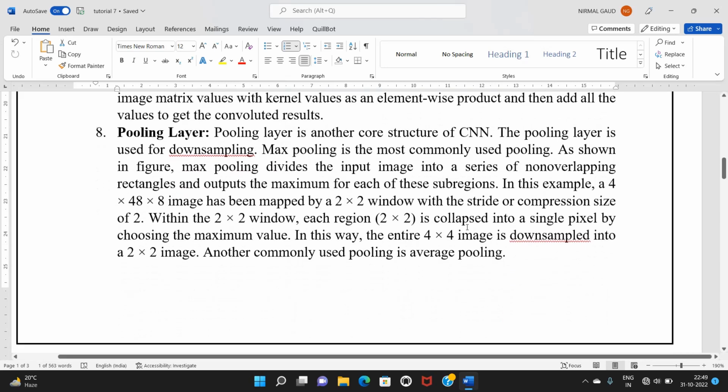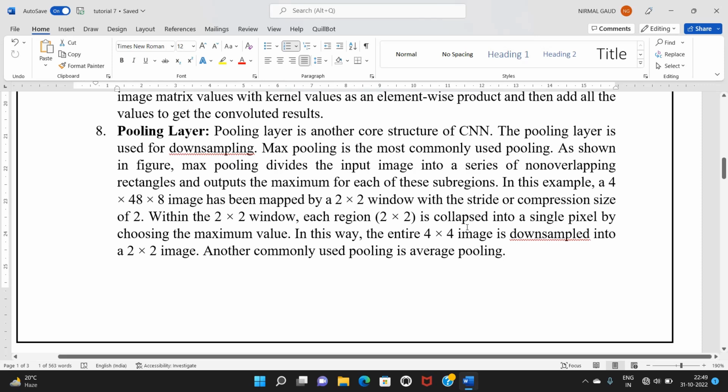The next layer is the pooling layer. If the convolution layer is a core of a CNN, the pooling layer is also a core of a CNN. This layer is used for downsampling. I need to collect the samples, basically the features. There are different kinds of pooling available in a CNN: min pooling, max pooling, and average pooling also.